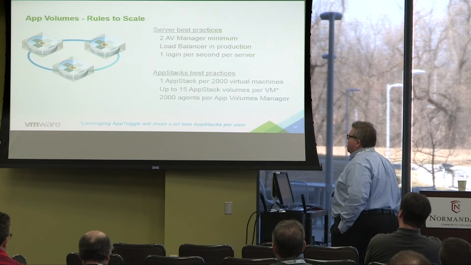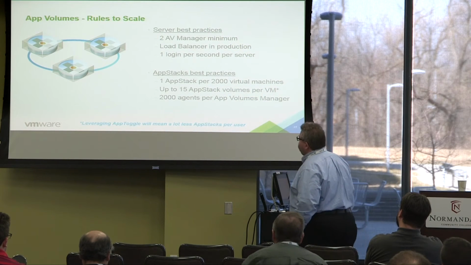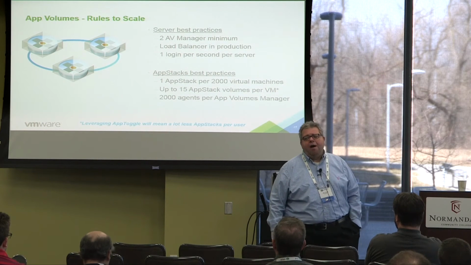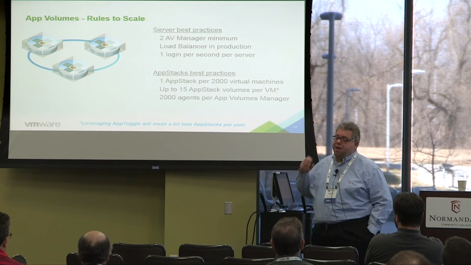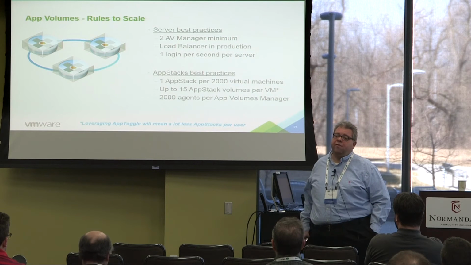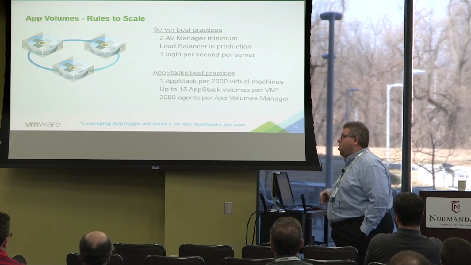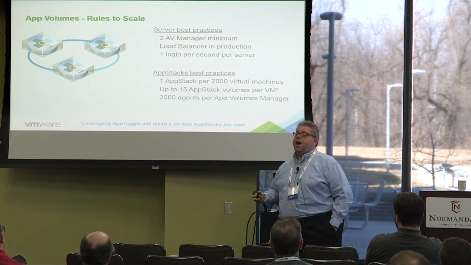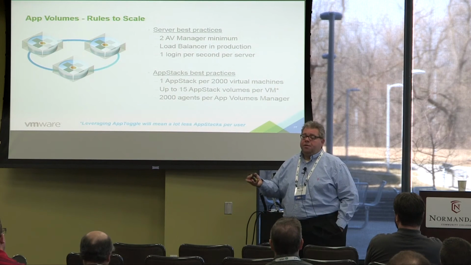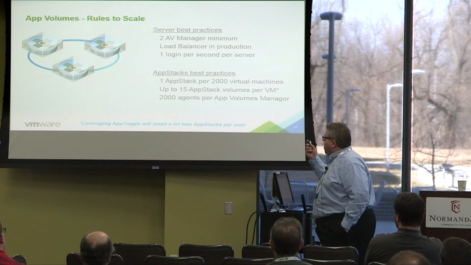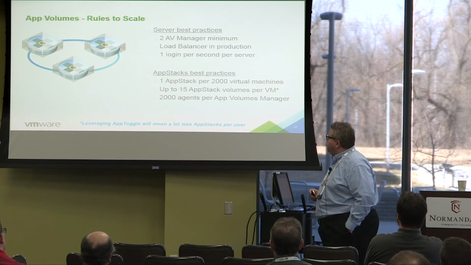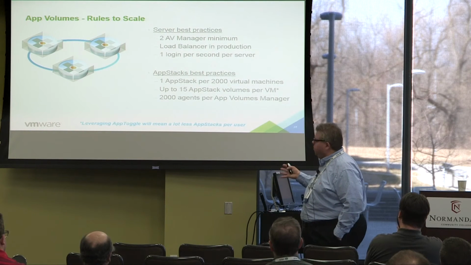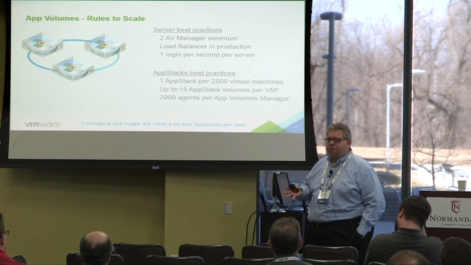So I'm just going to talk about a little scaling, a couple of architectural things. As I mentioned, the App Volume Manager is the basic building block. We never want to have just one of them. We want to have at least two, regardless of the size of your environment, because we want to make sure that we've got a way to back up here. A couple of best practices. We want to have about one app stack per 2,000 virtual machines. So no more than that.